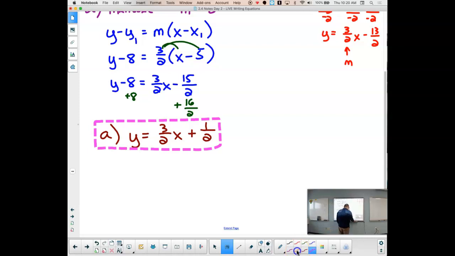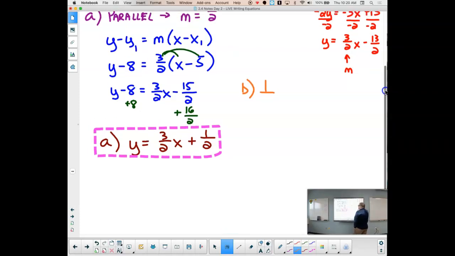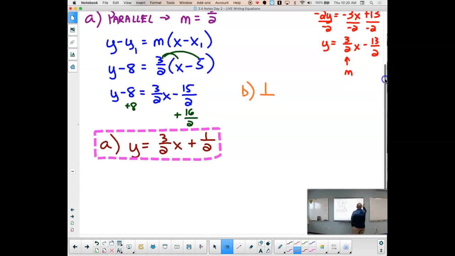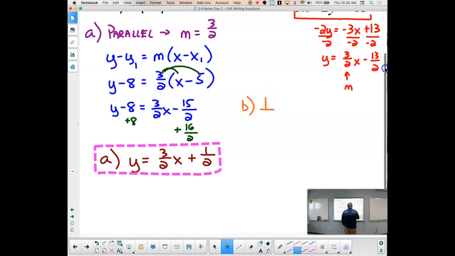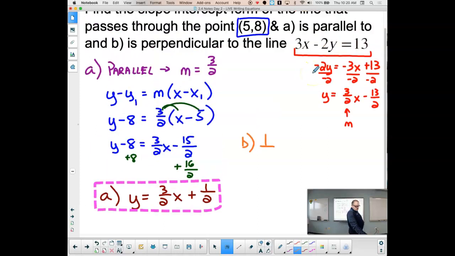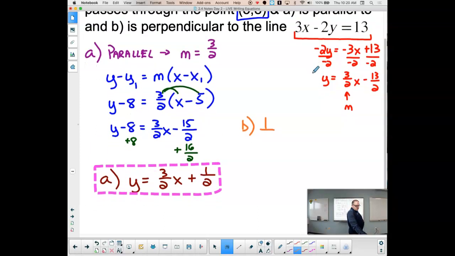Now we have to go to part B. Part B said we needed to be perpendicular to that line. So what would the perpendicular slope be? Come on, come back up. It's easier to do it this way. There we go. What would the perpendicular slope be for our line 3x minus 2y equals 13?